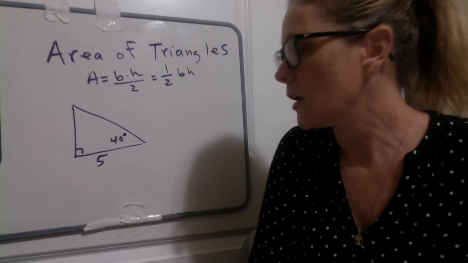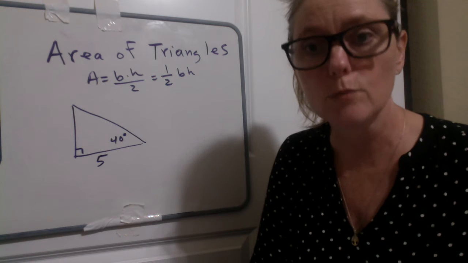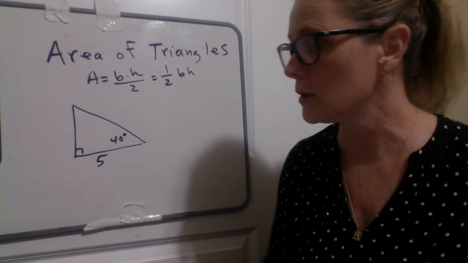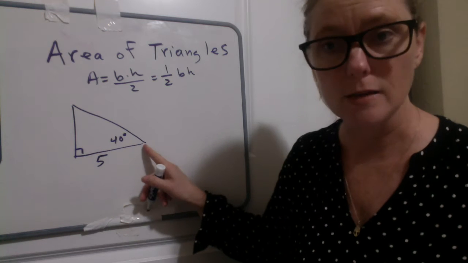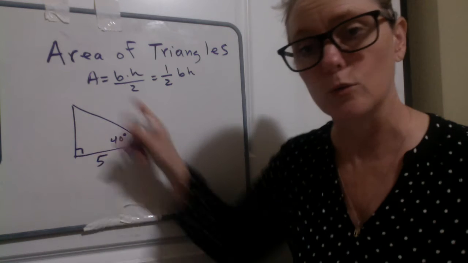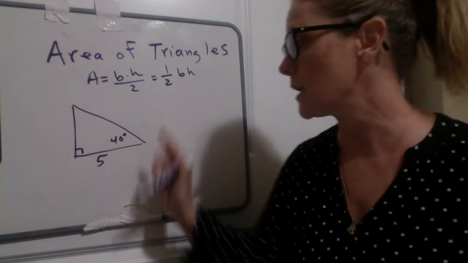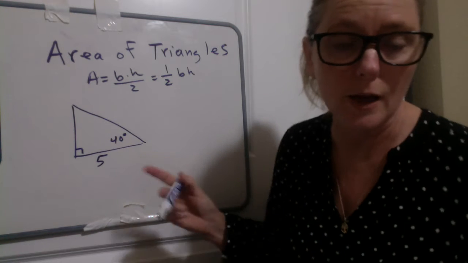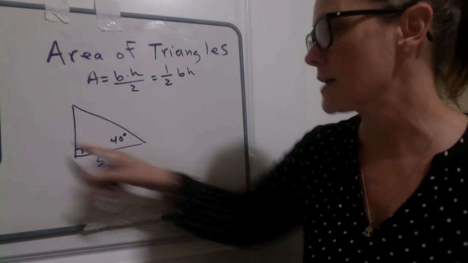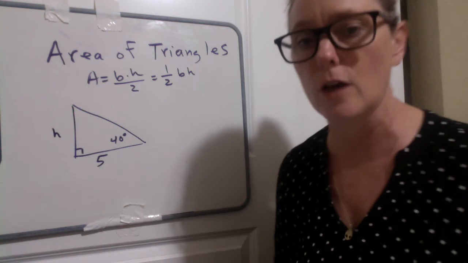So again, area, base times height divided by 2. Base and height have to be perpendicular. So here's that perpendicular angle. This could be considered the base, and this is the height. If I were to rotate that triangle and put this here, then this could be the base and this is the height, okay? So I'm going to leave it like this. This is the base. I don't have the height.